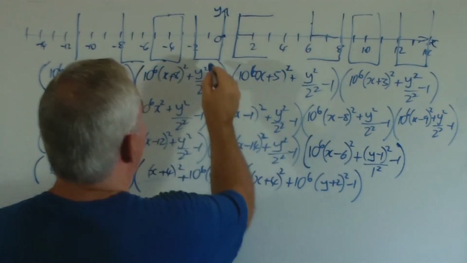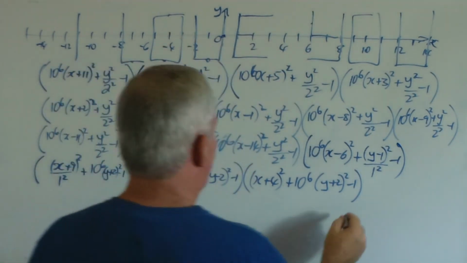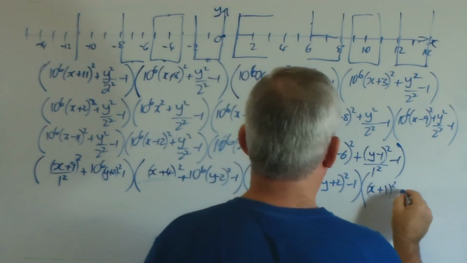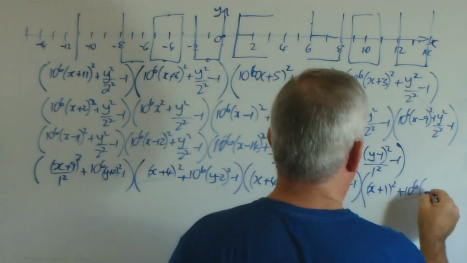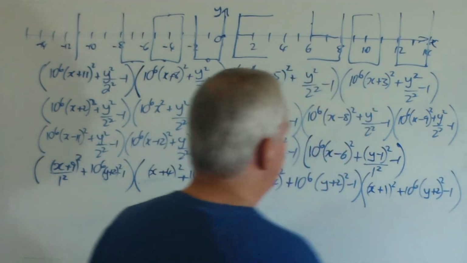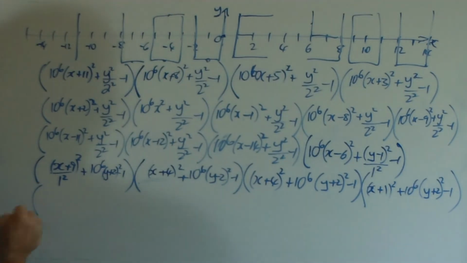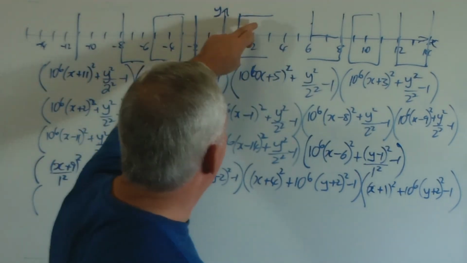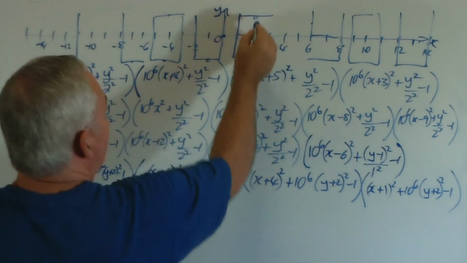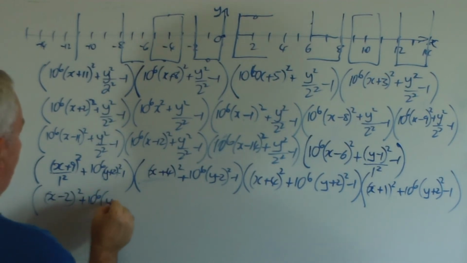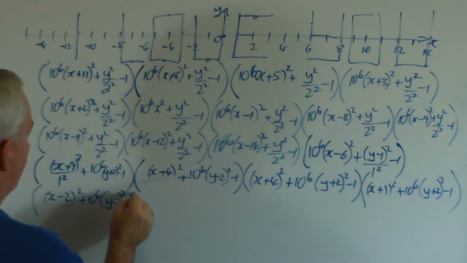This one here is through minus 1 minus 2. So we're going to have x plus 1 squared plus 10 to the 6 y plus 2 squared minus 1. We've done that one. We've still got a few to go. This one here is at 2, 2. X minus 2 squared and 10 to the 6 y minus 2 squared minus 1.